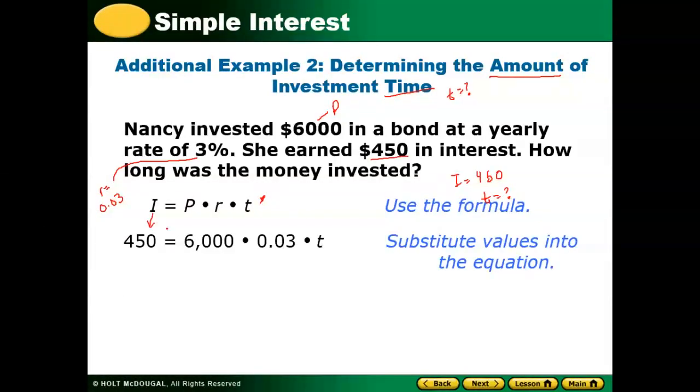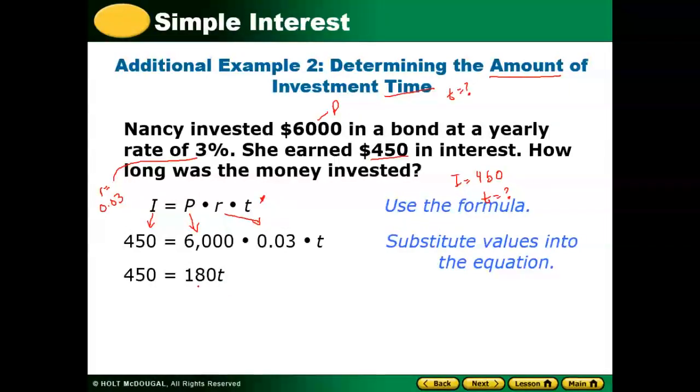We know our interest amount is $450. Our principal that we've invested is $6,000 at a rate of 3%, which again, we've converted to a decimal. So we're going to solve for time. So what I've done here is 6,000 times 0.03. That gives me 180. So I've just combined these.